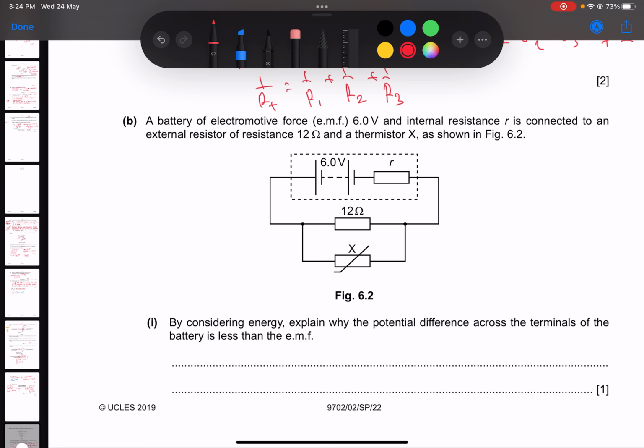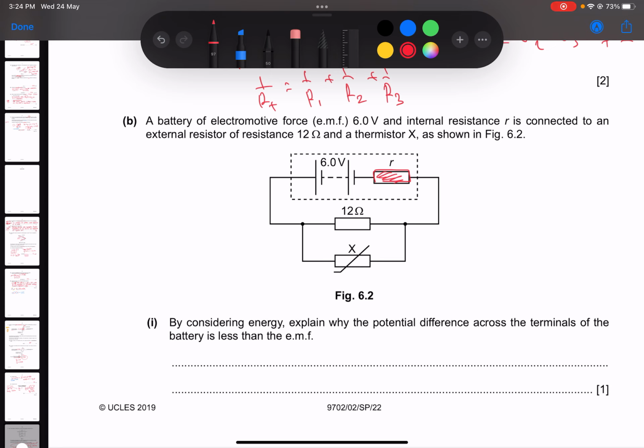All right, another problem. A battery of electromotive force EMF 6 volts and internal resistance, this is what we call internal resistance, right, inside the battery, is connected to an external resistor of resistance 12 ohm and a thermistor X. What was a thermistor? In kettles, for instance, yeah. By considering energy, explain why the potential difference across the terminals of the battery is less than the EMF.